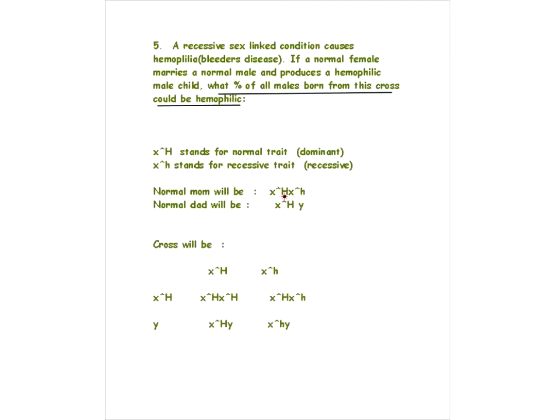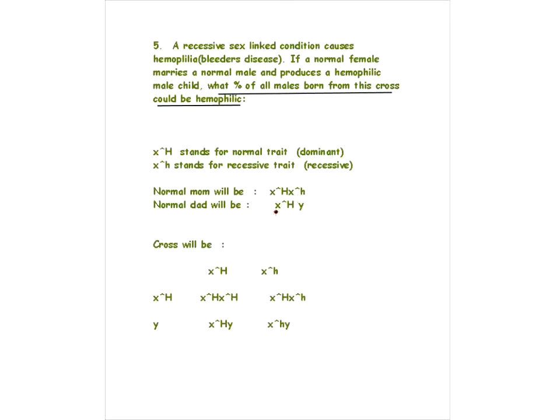Okay, and the question says we've got a normal female. So the mom is going to have X with a capital H and another X with a small h, because it says that she produces a hemophilic male child. So if she produces a hemophilic male child, the mom must have the recessive gene, the hemophilic gene, right? If her child is going to have the hemophilia.